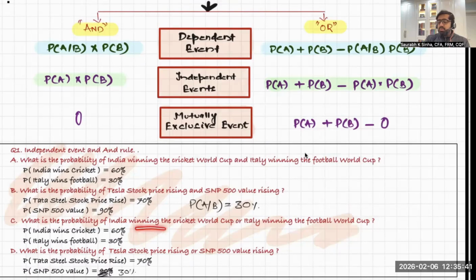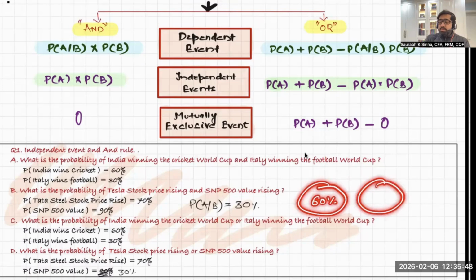What if these two cannot happen simultaneously? Then I would say 60%. And this 30% will be another circle. They will never overlap because they are mutually exclusive event. So therefore you don't have to subtract anything. But this is only true for mutually exclusive event.